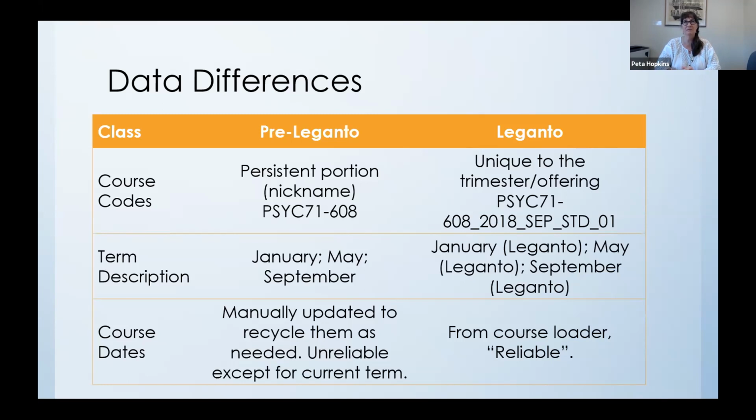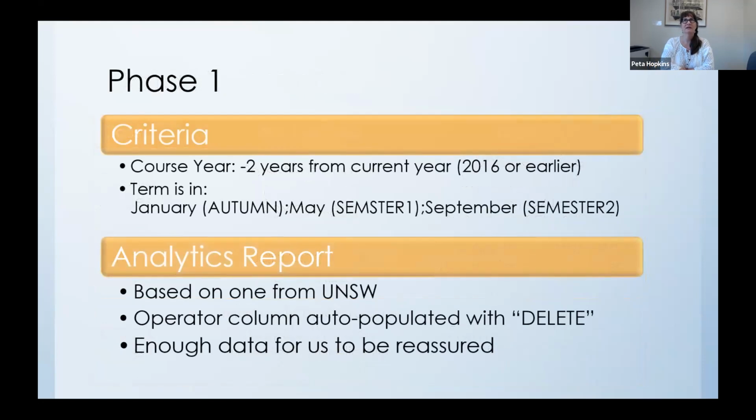So if they're in intensive mode, the course still has the beginning of the trimester and the end of the trimester rather than the actual dates the students are engaging. So that really helped us to keep track of what we were going to do in the next steps of cleanup. So phase 1, the criteria here was the course year had to be at least 2 years ago, so that was 2016 or earlier, and the term was in those old term codes that we use, so January, May or September.